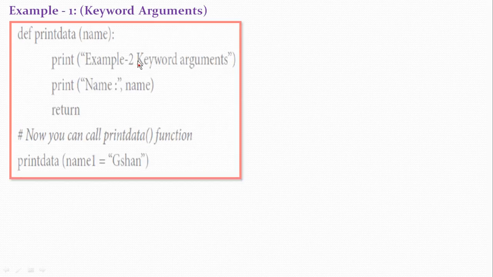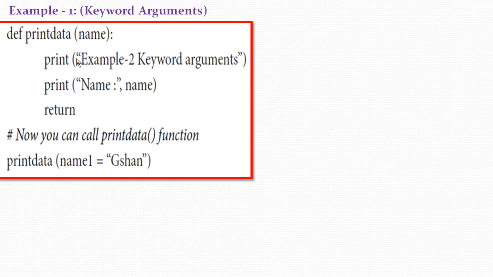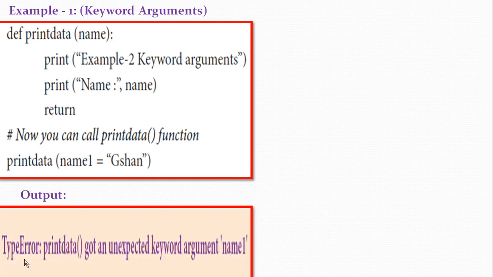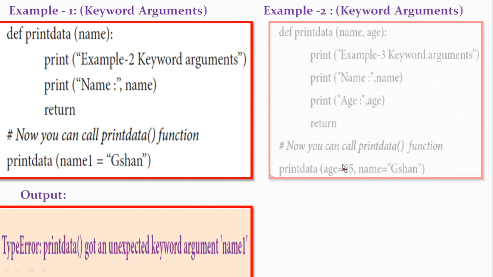Another example for keyword arguments. Def print data name, print example 2 keywords, print name, return. Now you call print data by using name 1 equal to Jishan. Now we get the error message: type error, print data got an unexpected keyword argument, name 1. Unexpected keyword argument name 1. Example 2 keyword arguments.